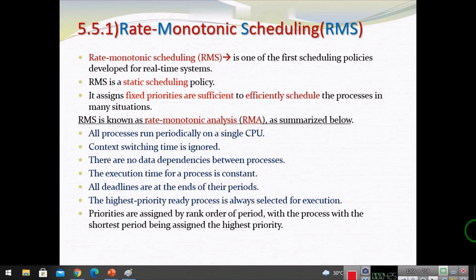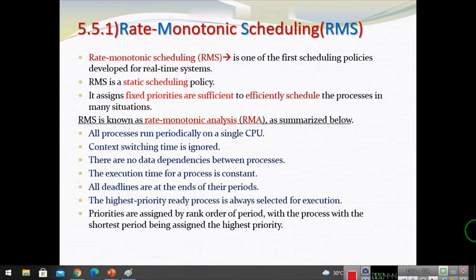So based on the execution time, the process which has the least execution time, that particular task will be assigned the highest priority, and vice versa. Okay. So the priority ranking is assigned by seeing the least execution time.